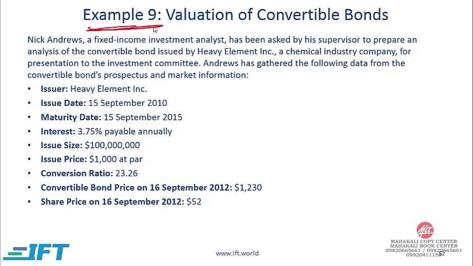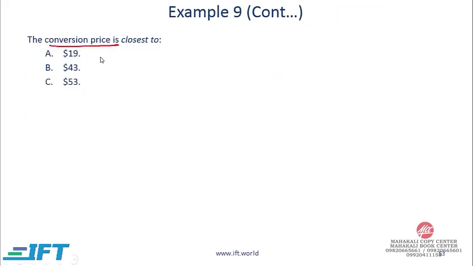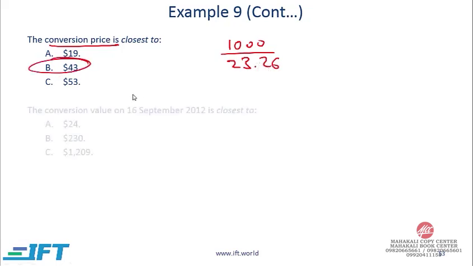I now want you to work through example 9. Carefully read through this, and you need to have this information handy as you work through the next few questions. So what is the conversion price? The conversion price is equal to the par value of the convertible bond divided by the conversion ratio. So the par value is 1000. The conversion ratio given to us is 23.26. So the correct answer is 43.